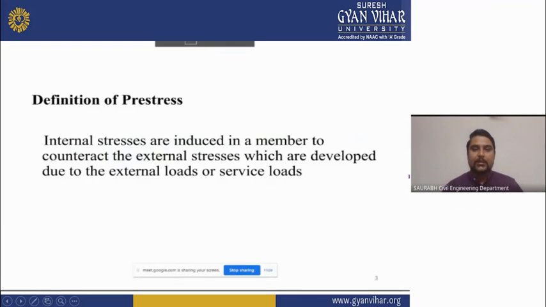First we will see the definition of prestressed concrete. Here is the definition given. Internal stresses are induced in the member to counteract the external stresses which are developed due to the external load or service load. That will be your prestress.